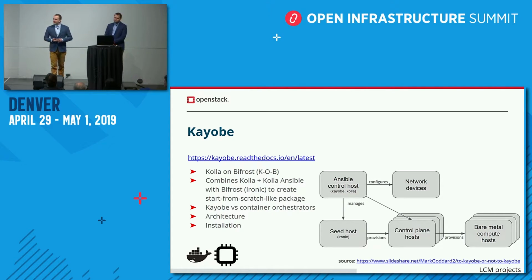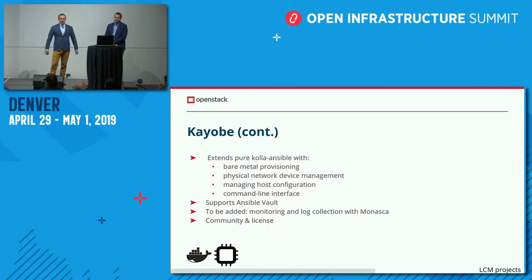One can install KOB on Ubuntu or CentOS from PyPI packages or from source. Generally, the PyPI packages are considered more stable. So how KOB extends the pure Kolla-Ansible, what it offers extra. I've already told about bare metal provisioning, but there are more.